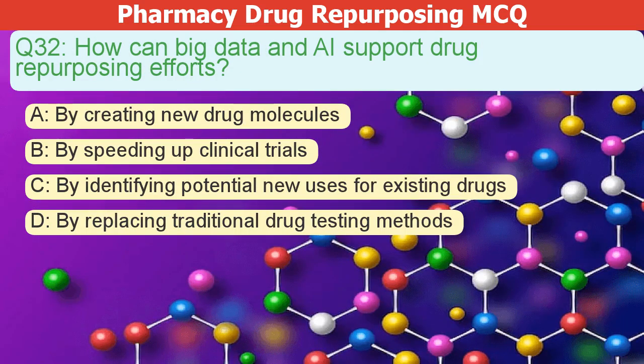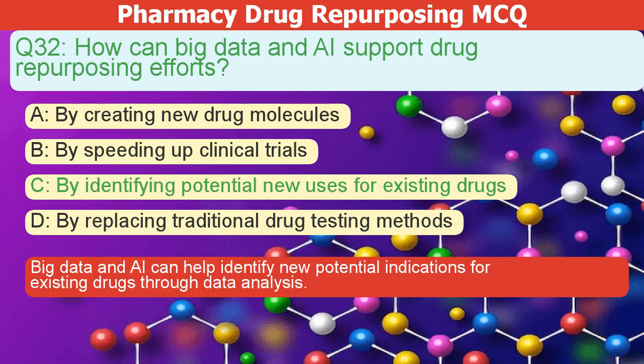How can big data and AI support drug repurposing efforts? A. By creating new drug molecules. B. By speeding up clinical trials. C. By identifying potential new uses for existing drugs. D. By replacing traditional drug testing methods. The correct answer is C. Big data and AI can help identify new potential indications for existing drugs through data analysis.